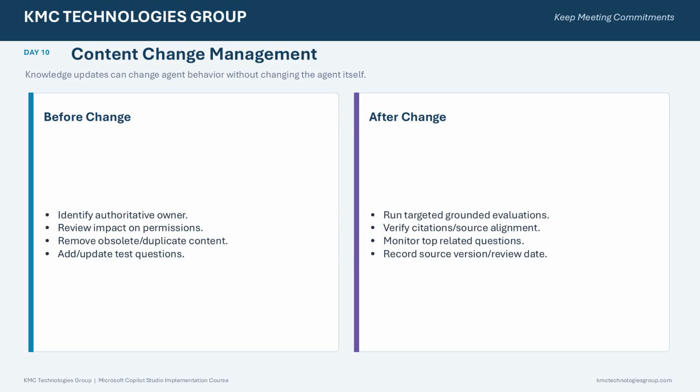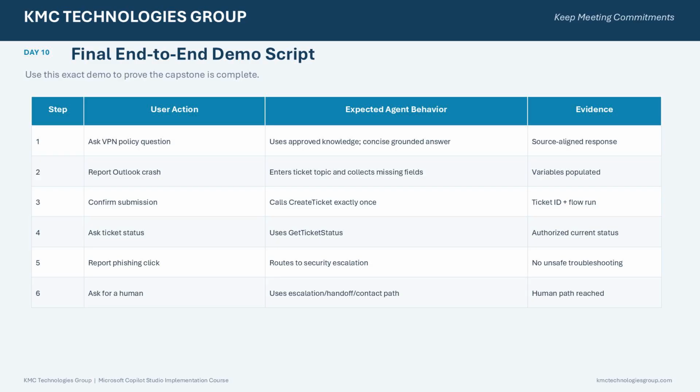Then mitigate. That might mean rollback, fixing a connection, restoring a source, adjusting routing, or providing a temporary workaround. After mitigation, run focused regression and critical security tests. Finally, add the incident scenario permanently to the regression set. Now we perform the final capstone acceptance demonstration.